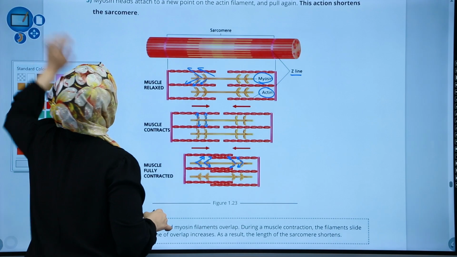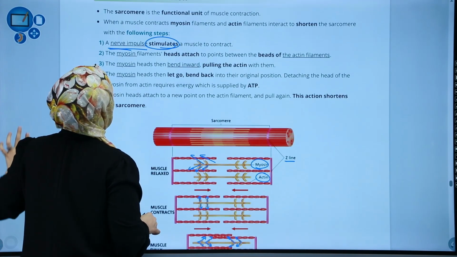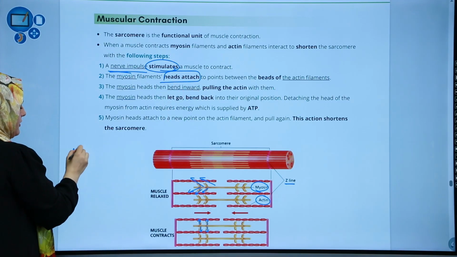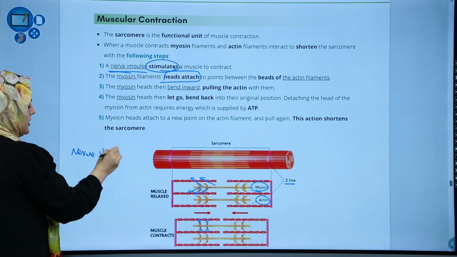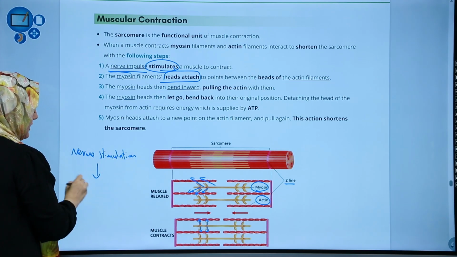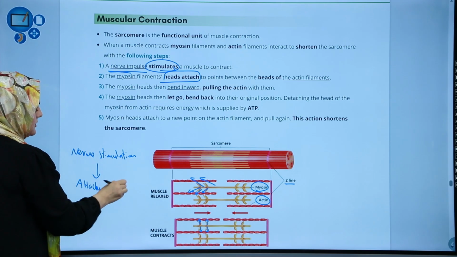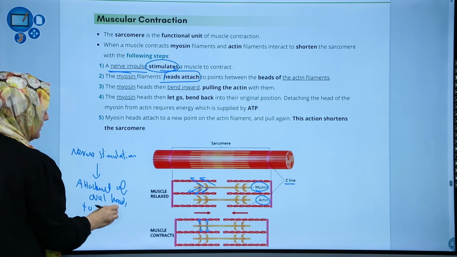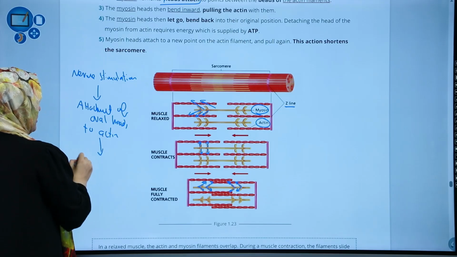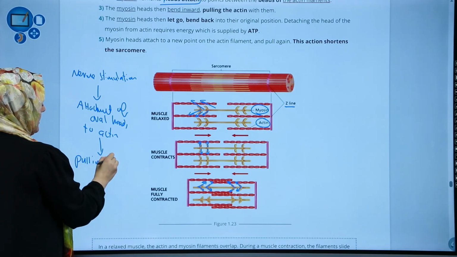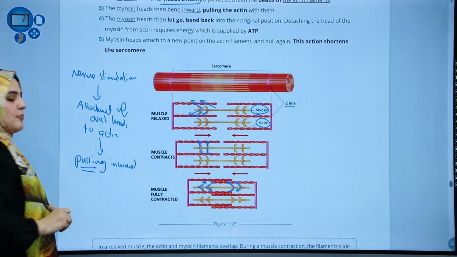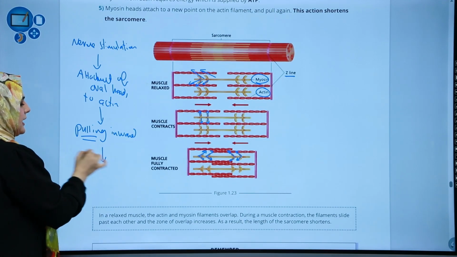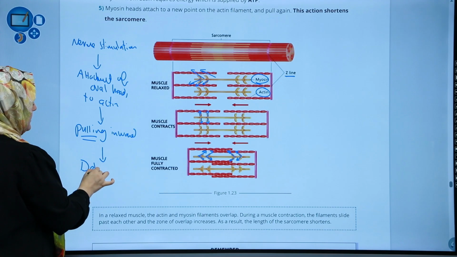As for the rest of it, in the book it describes it like that. Heads attach, so attachment first. Remember, nerve stimulation, then attachment of oval heads to actin, and then, of course, pulling inward. Muscles never push, they always pull. Keep that in mind because we would need it. Then after pulling, there is detachment.